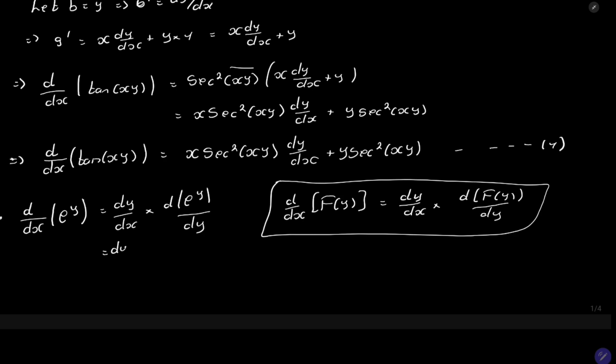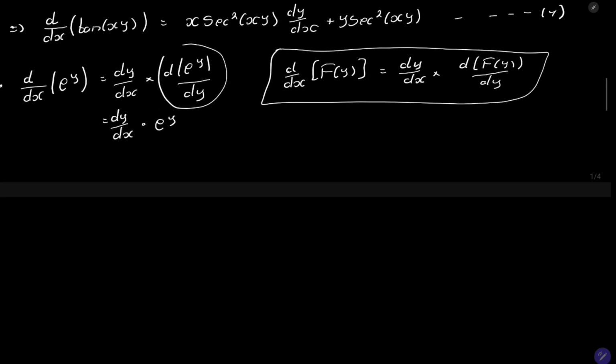So this gives us dy on dx. Now what's the derivative of e to the power y with respect to y? We recall exponential derivatives. The derivative of e to the power x with respect to x still gives us e to the power x. So this tells us that the derivative of e to the power y with respect to y still gives us e to the power y. So we can conclude that the derivative with respect to x of our term e to the power y gives us e to the power y dy on dx. We label this equation 2.